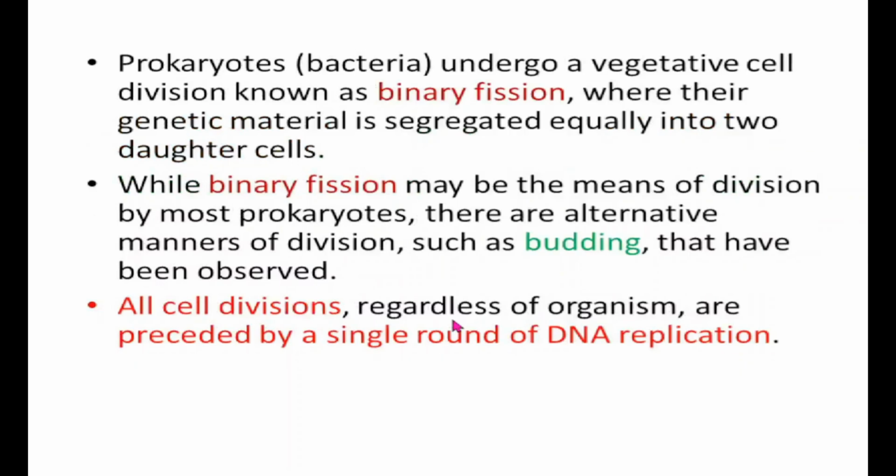Prokaryotes, mainly bacteria, undergo a vegetative cell division known as binary fission, a kind of mitotic cell division. Specifically, in binary fission, their genetic material is segregated equally into two daughter cells. Bacterial cell division is just dividing into two, and continuing like that. While binary fission may be the means of division for most prokaryotes, there are alternative manners of division, such as budding, that have been observed in eukaryotes.